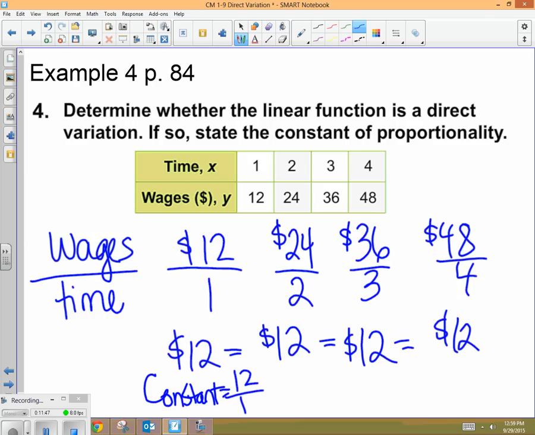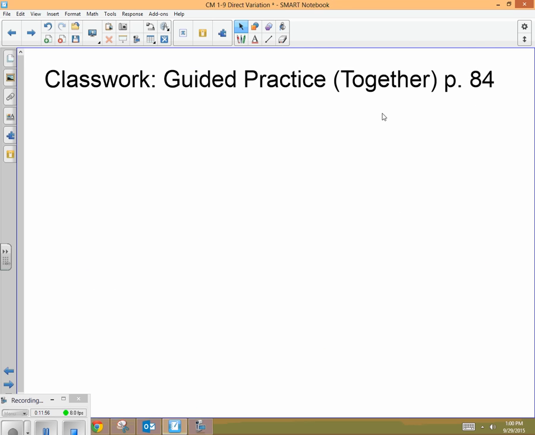Okay. I want you to go ahead and study through these examples. In class tomorrow, we will work on the guided practice together. If you have any questions, write them down.